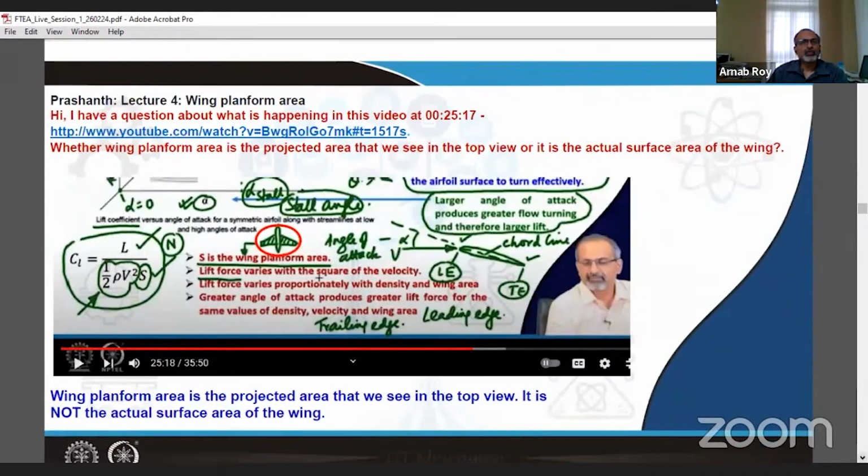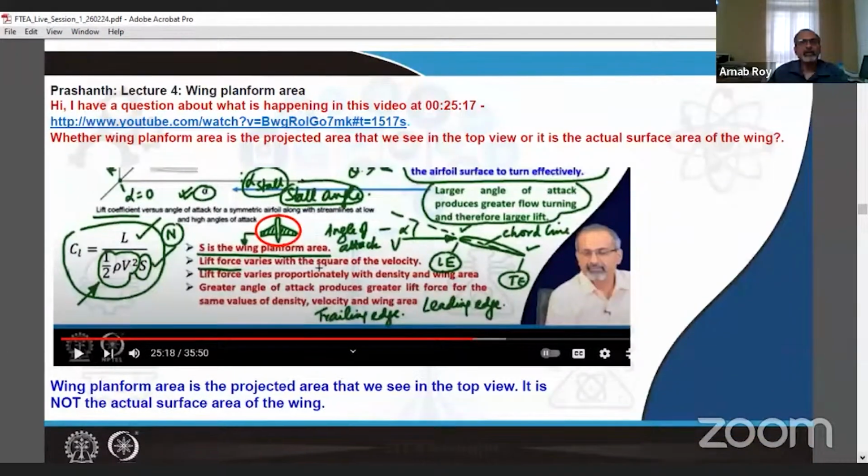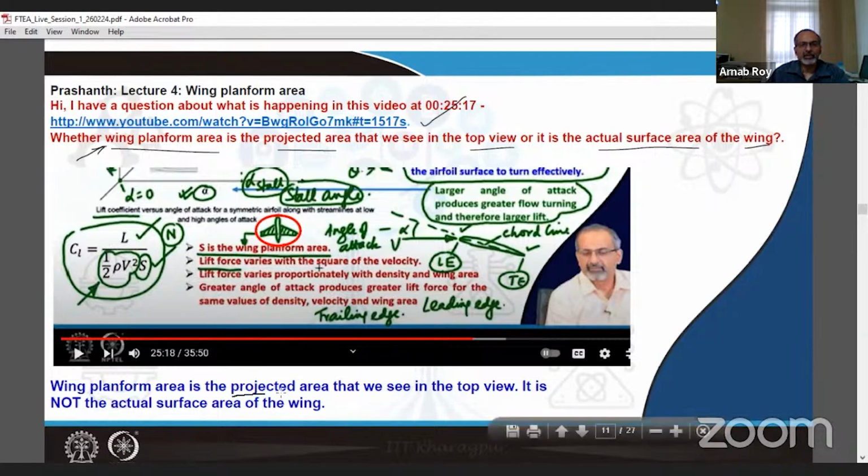We move on to the next question by Prashant, where he says that he has a question regarding this particular video, where he's referring to the wing platform. He asks whether it's the wing platform area, when we talk about it, the projected area that we see in the top view, or the actual surface area of the wing? Now, the answer to that is that it's actually the projected area that you see in the top view.